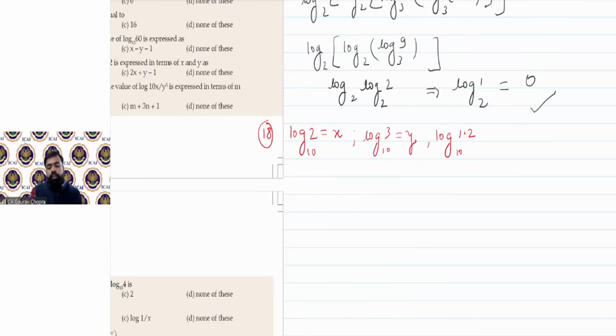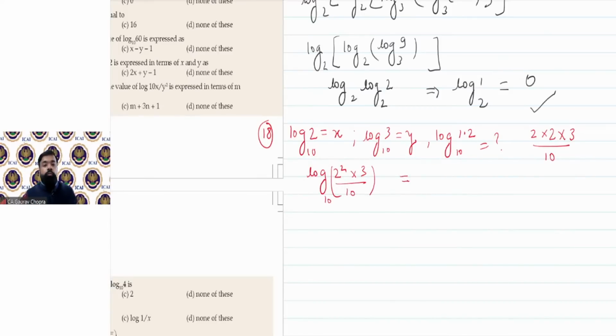So we can say that 2 into 2 into 3, these are the factors of 12. 12 divided by 10 will give you 1.2, right? So we can write it as log of 2 square into 3 divided by 10, and the base is 10.